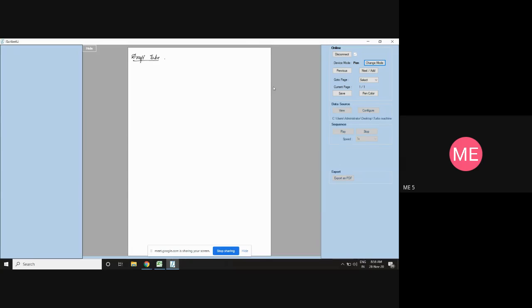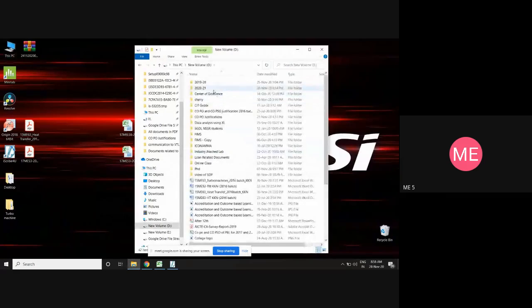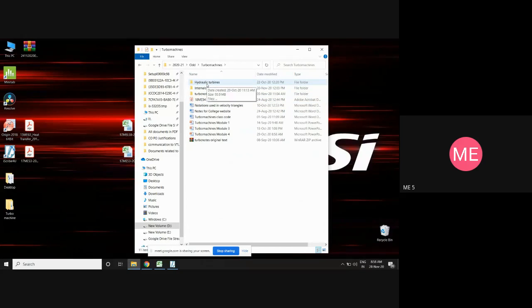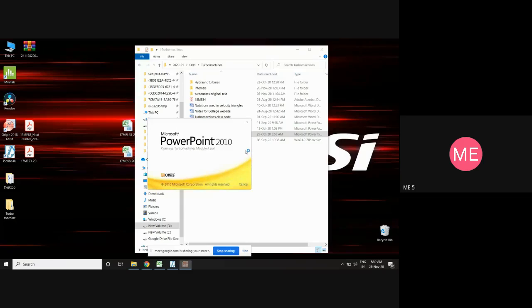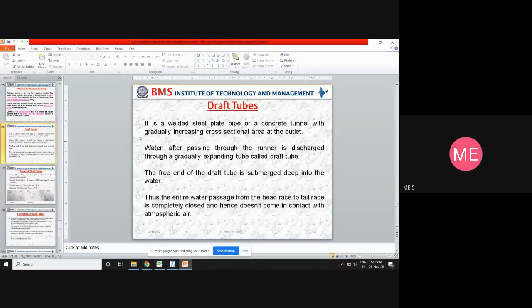Draft tube. What do you mean by a draft tube? It is a conical... Anybody can define what you mean by draft tube? Yeah, see here. Can you see the screen?